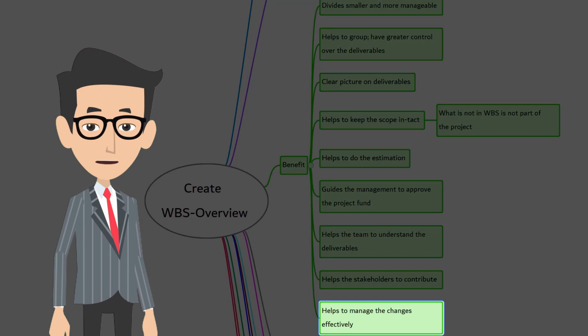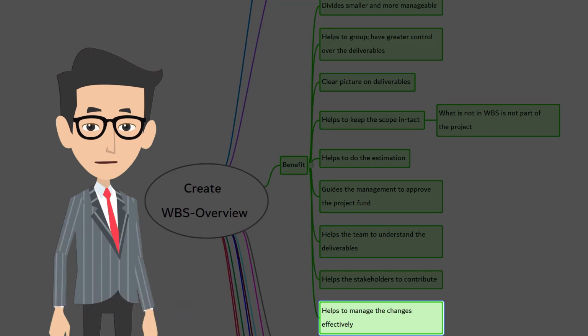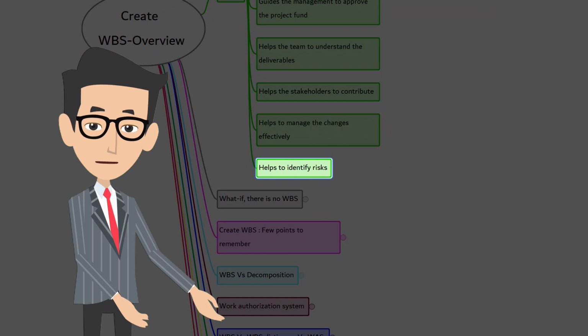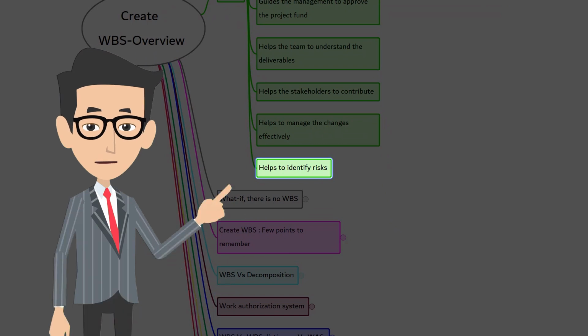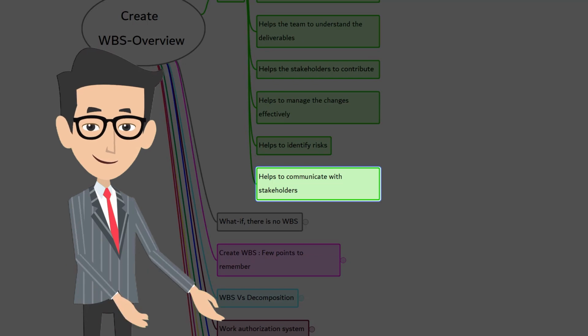When changes are requested, it becomes easy for the project manager to manage it in an integrated way because you have the baseline scope and the changes. It becomes easy to verify the final deliverable against the WBS. In fact, this detailed activity list helps to identify the risks that are pertaining to each activity. So, developing a detailed list of risks becomes easier. Communication to stakeholders becomes easier.